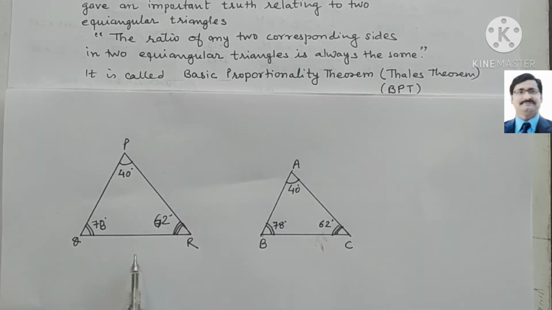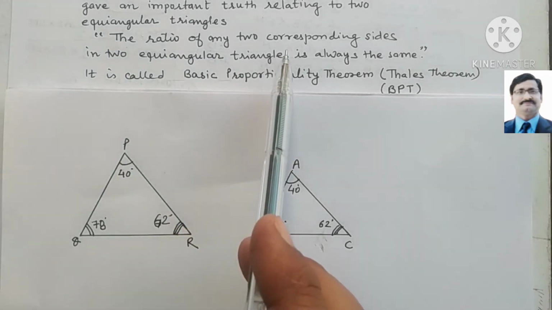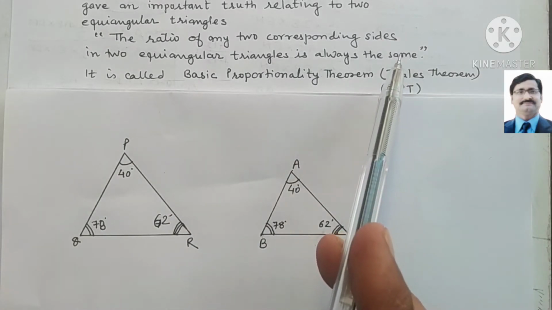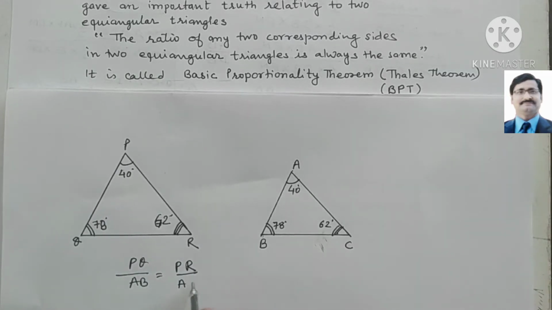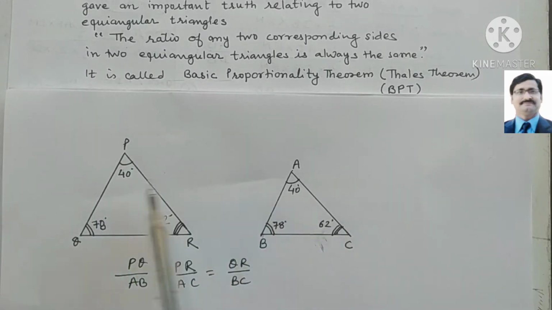Now by the BPT we can say that the ratio of any two corresponding sides is always the same. The corresponding sides we take are PQ and AB. So we can write PQ upon AB equal to PR upon AC equal to QR upon BC. So the ratio of the corresponding sides will be equal. This is called the basic proportionality theorem.